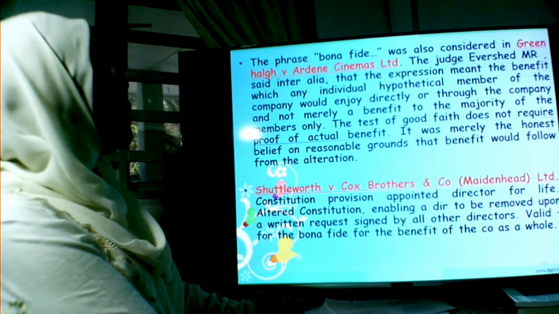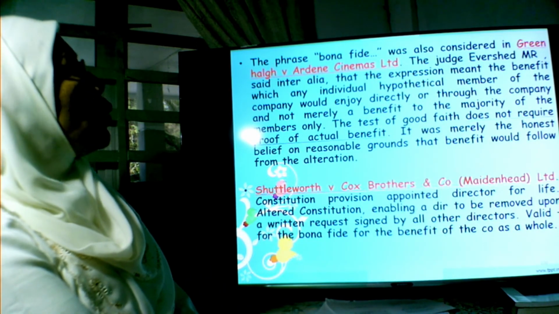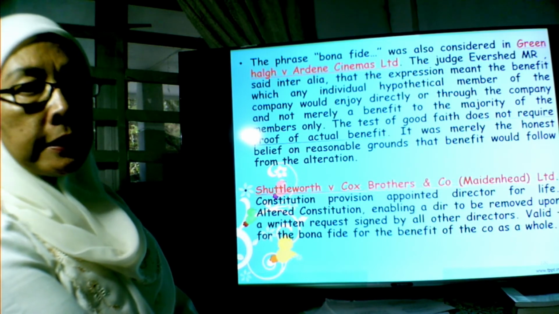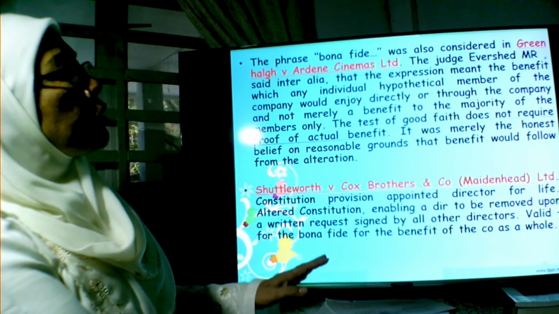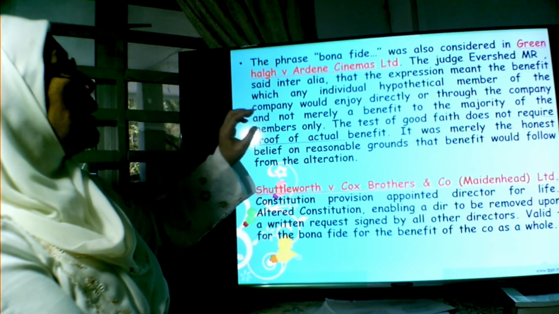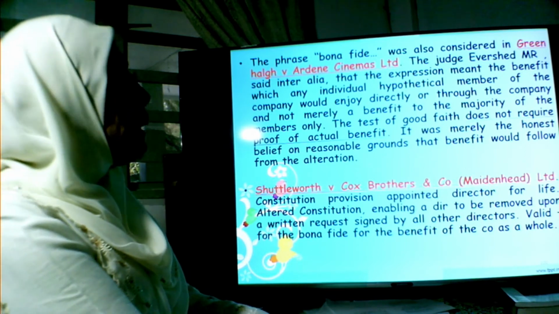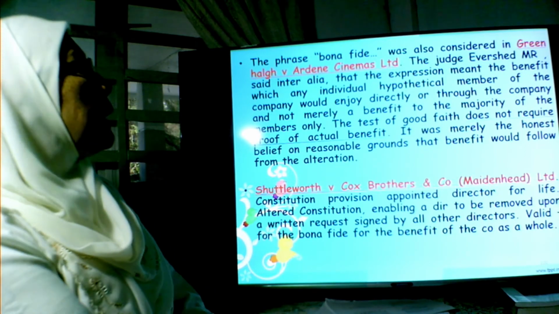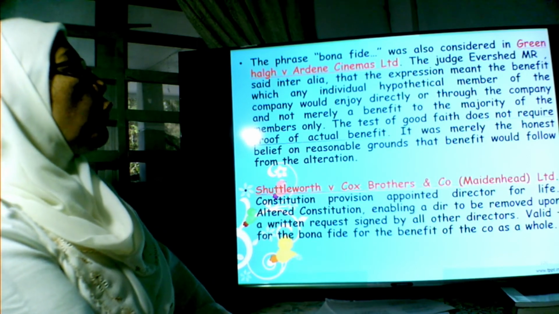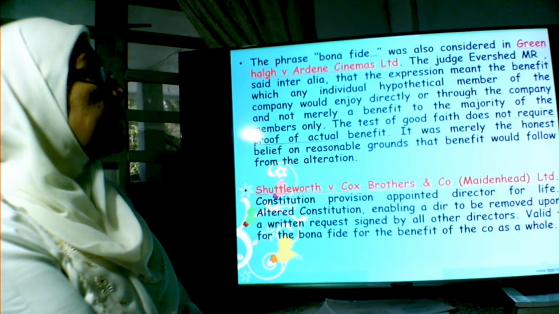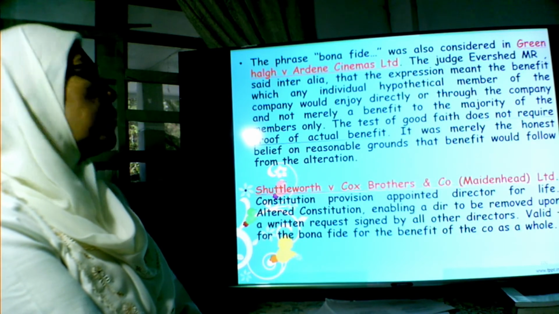So yang ini dibenarkan. However, on this phrase bona fide, in Greenhalgh v Arderne Cinemas, the judge MR said that the expression meant the benefit which any individual hypothetical member of the company would enjoy directly or through the company, and not merely a benefit to the majority of the members only. Okay? The test of good faith does not require proof of actual benefit. It was merely the honest belief on reasonable grounds that benefit would follow from the alteration.